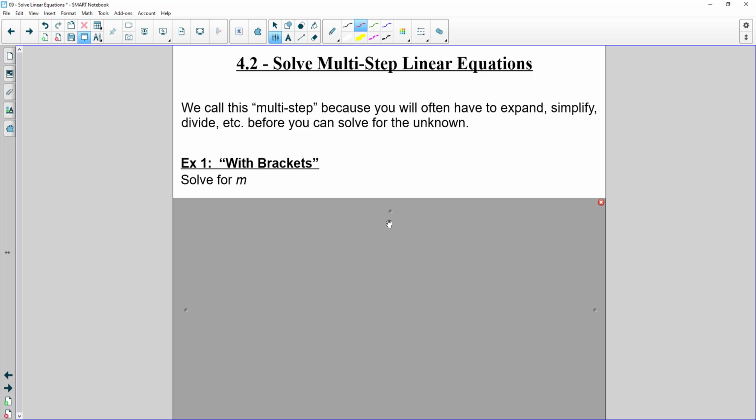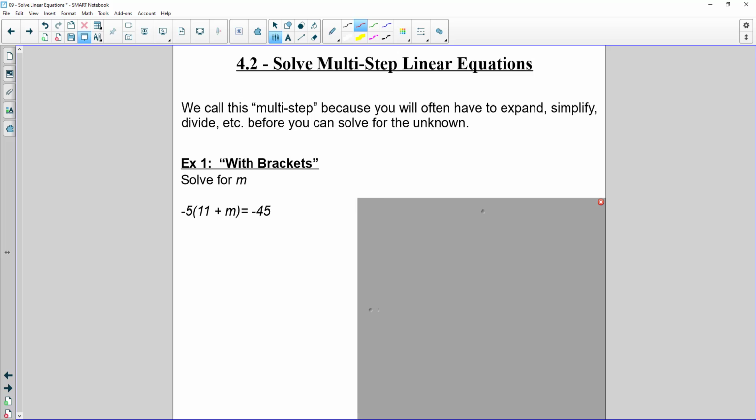What if we have brackets in our questions? Let's say we have something like this: -5 times (11 plus m) is equal to -45. There's two things we can do here. The first thing we can do is remember what that bracket means. I have -5 times (11 plus m), so I'm multiplying both the 11 and the m by -5.